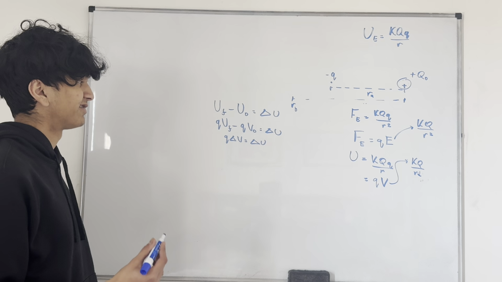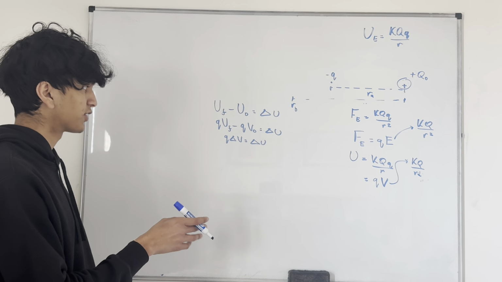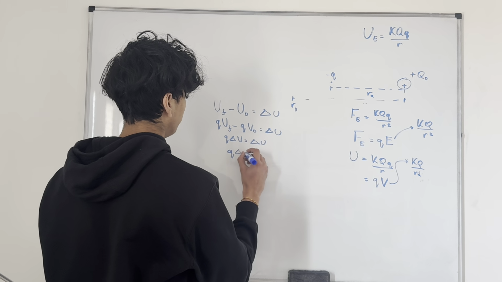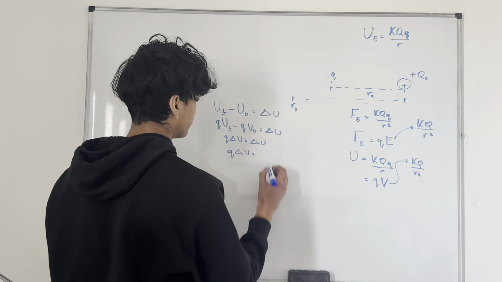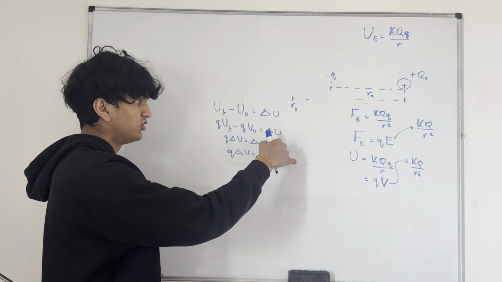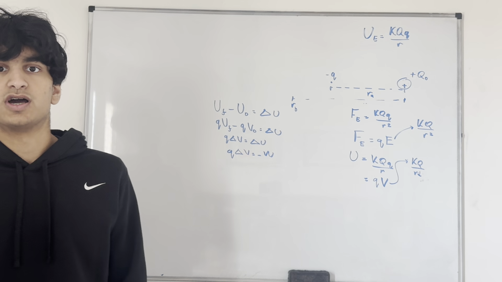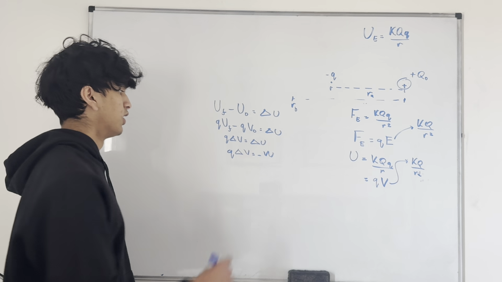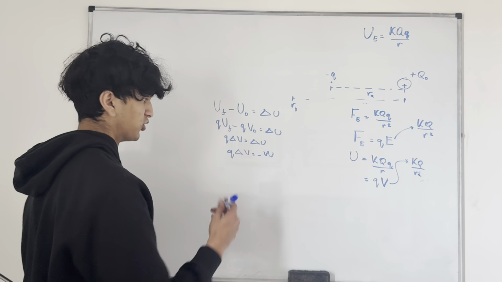Now let's relate this back to work. We would get that Q times change in V is therefore equal to negative work, right? So we talked about how change in U is the opposite of the work done by that force when we're changing systems.